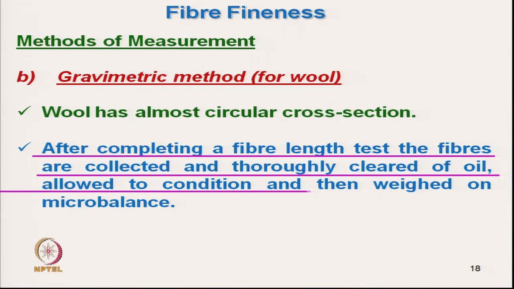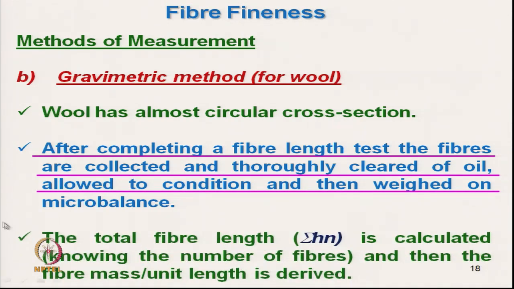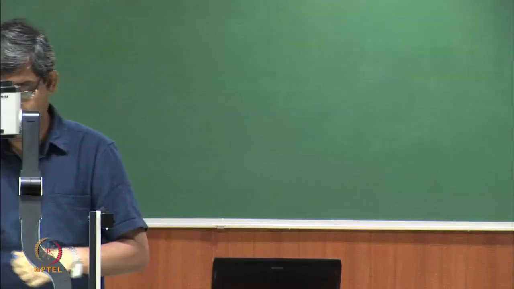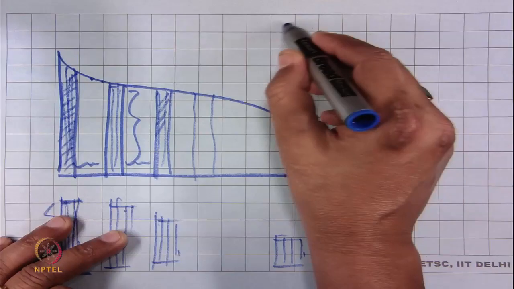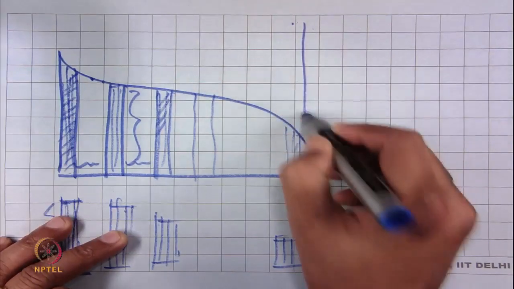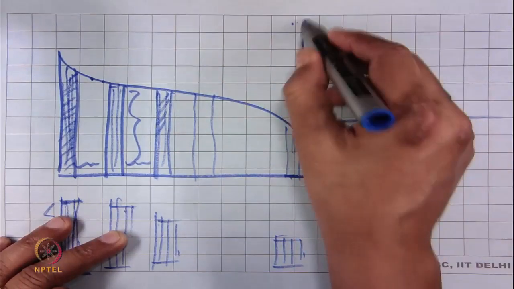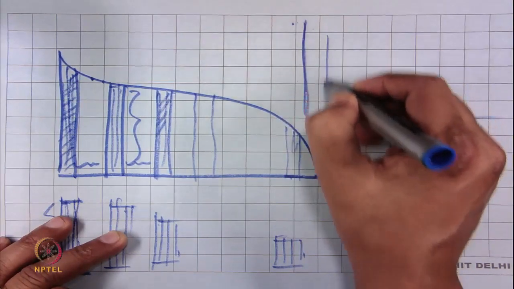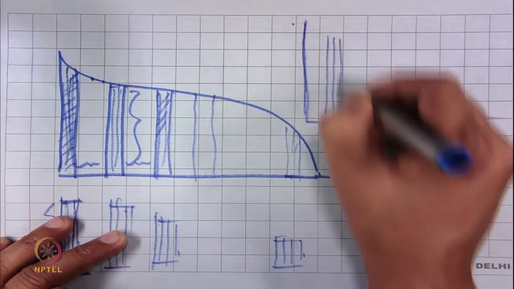Now, the total length is sigma h n. That means it is calculated knowing the number of fibers in each group, and then the fiber mass per unit length is derived. Now, suppose this is for wool fiber. So, we take from different length groups.